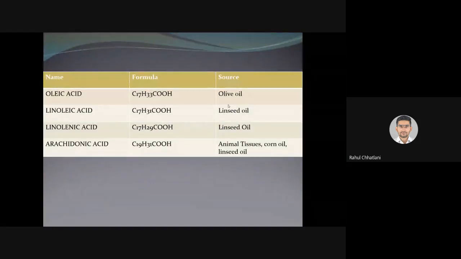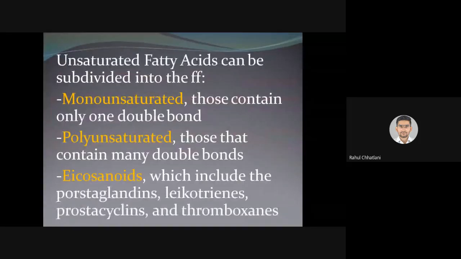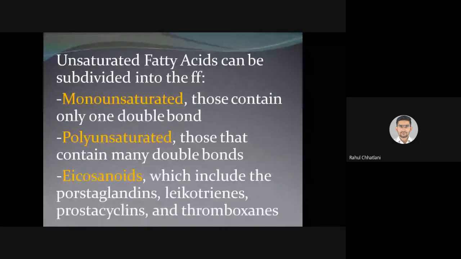You need to remember these three especially: oleic acid, linoleic acid and linolenic acid. We are going to discuss them briefly in today's session itself. If you want to divide unsaturated fatty acids, they can be subdivided into three subclasses: monounsaturated, polyunsaturated, and icosanoids. Icosanoids are signaling molecules, which include prostaglandins, leukotrienes, prostacyclin, and thromboxane.